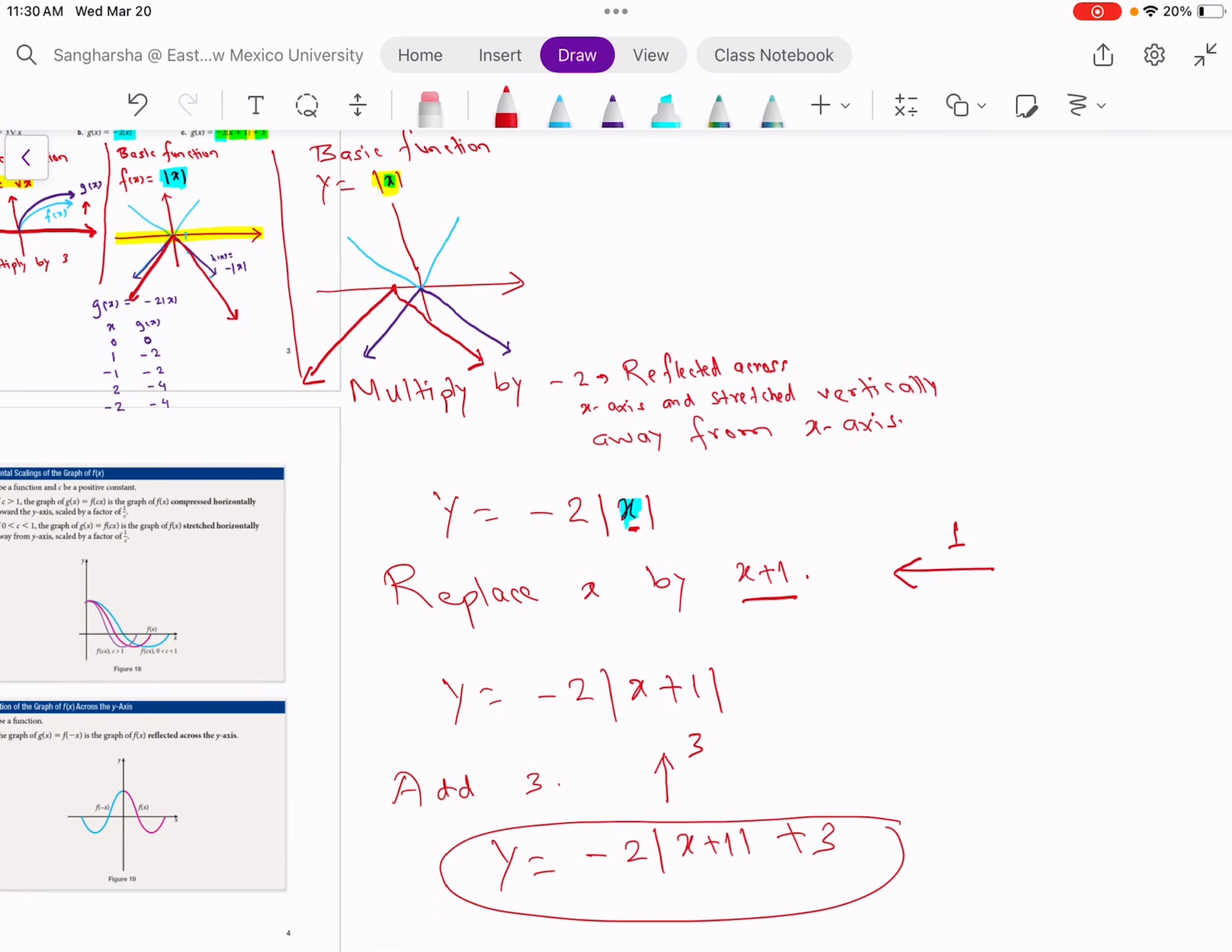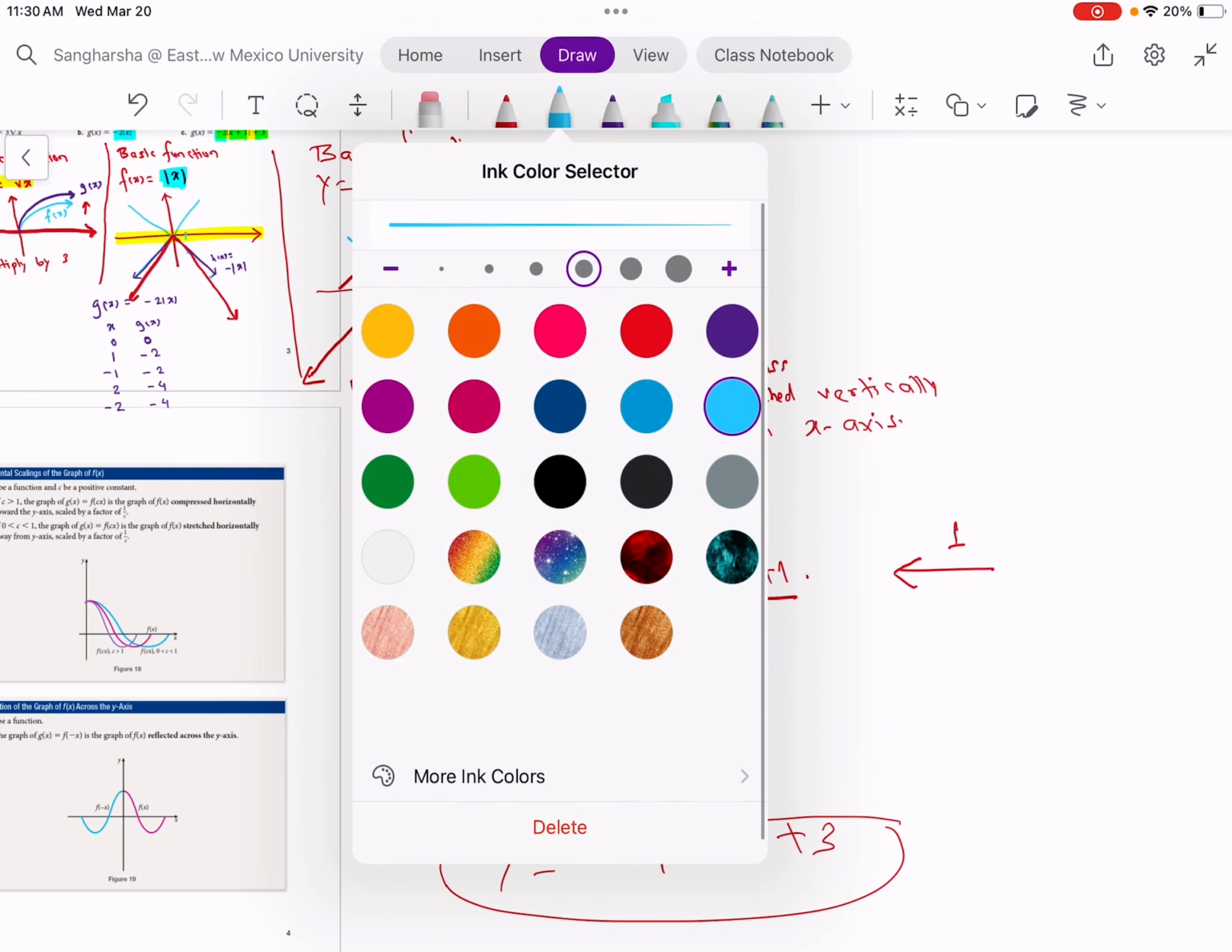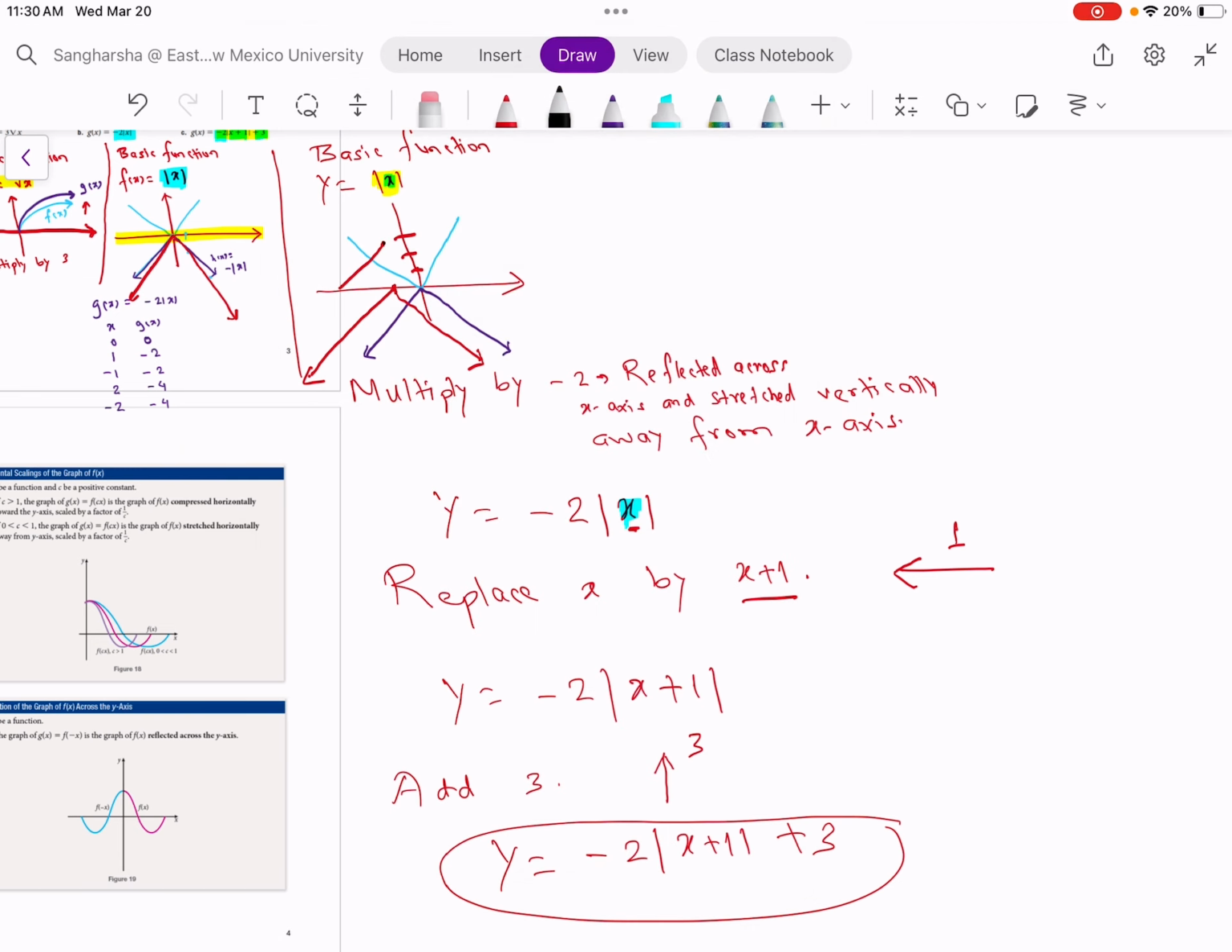So our final graph is red. Now we are shifting this red graph vertically up by 3 units. So this is 1, 2, 3. So this is -1. So this point, okay, let me use a different color here. Okay, so this is the final graph for our g of x function.